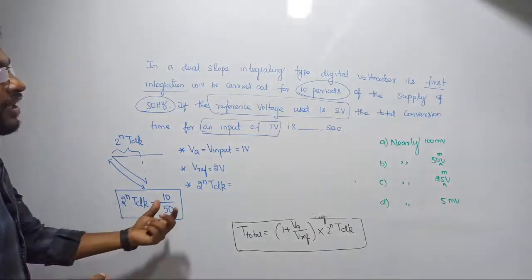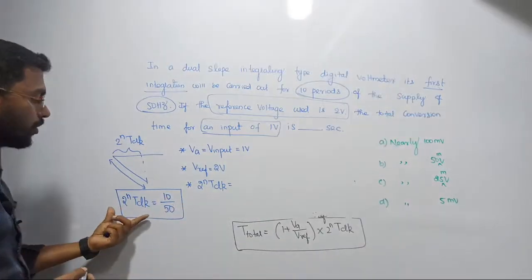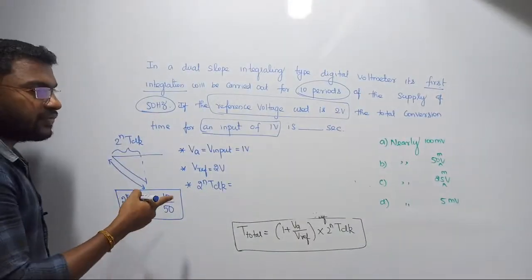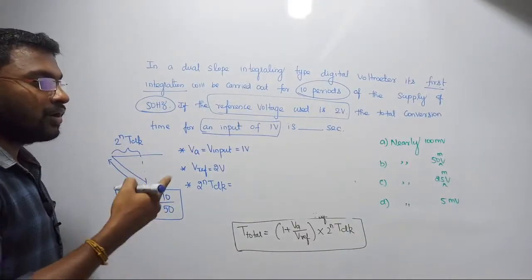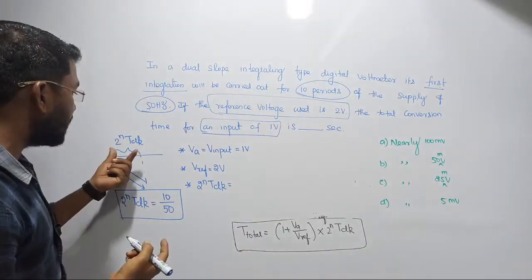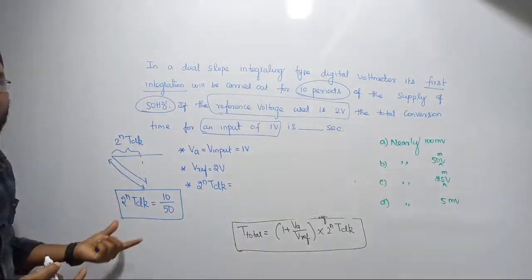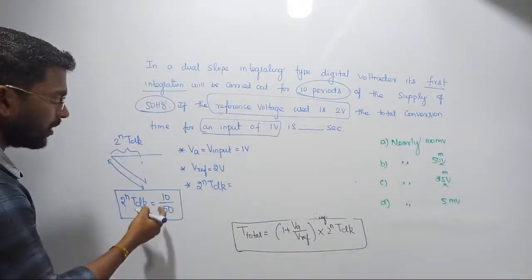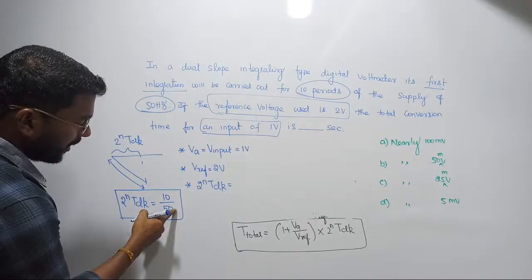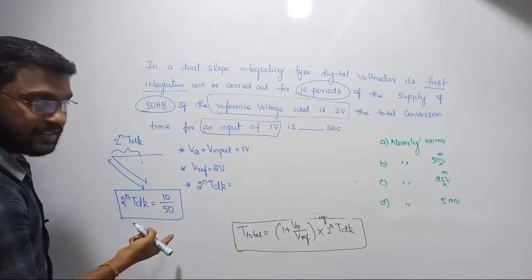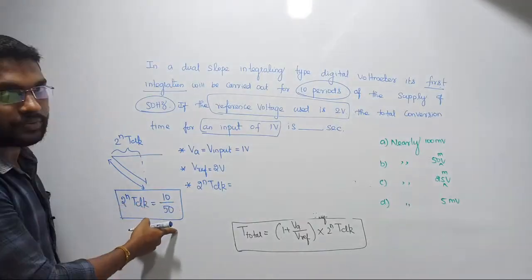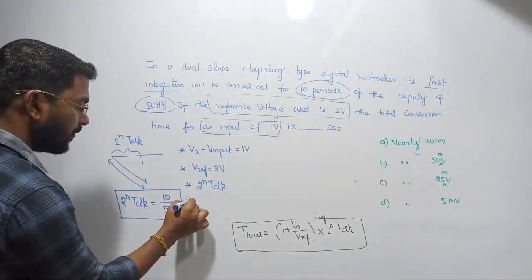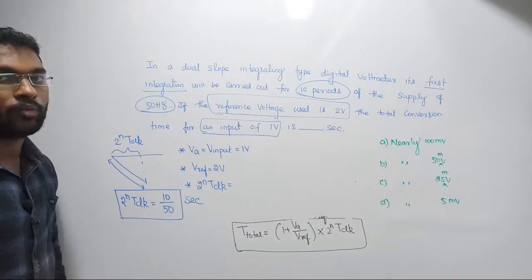Yeah, so 10 by 50 will give you the total conversion time, right? The periods denote how many cycles we are taking, 10 cycles we are completing, right? So with 10 cycles over the frequency, which is defined as number of cycles per second, the cycles get cancelled and automatically your value will be in seconds only. You don't need to worry about this, right?